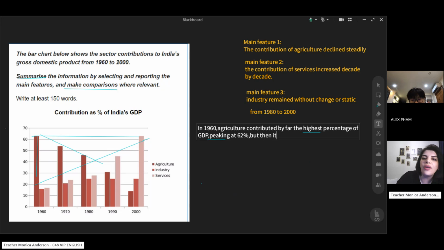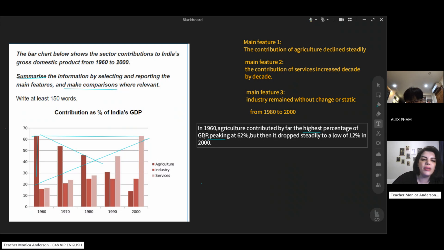Then what happened? But then, okay, my main feature declined. I don't want to repeat it, so it dropped steadily to, in 2000, it's about maybe 14, yeah, 13, 14, or maybe 13. Okay, so for example, to a low, because this is the lowest, a low of, it looks like 12 percent, in 2000, right?